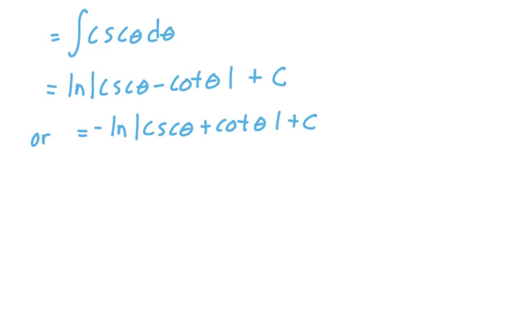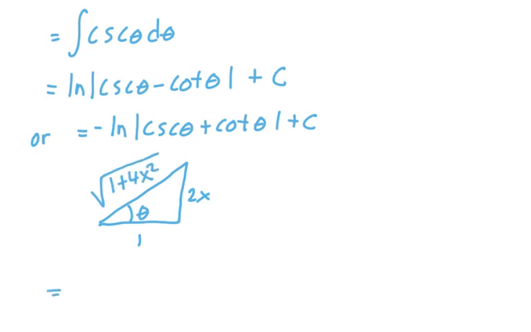So if we go back to the triangle here. So we have 2x and 1 and the square root of 1 plus 4x squared. And so this is negative natural log of. Now, cosecant theta is, okay, so remember, sine theta is opposite over hypotenuse. So cosecant theta is hypotenuse over opposite. So we get square root of 1 plus 4x squared, and we're going to divide by 2x.